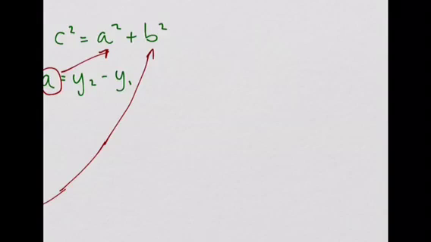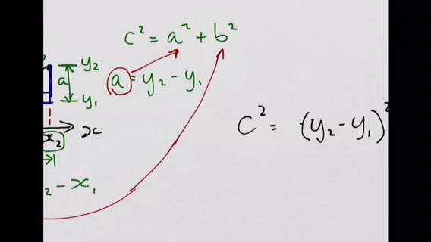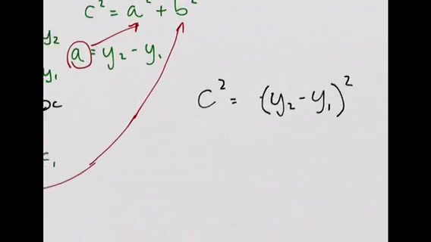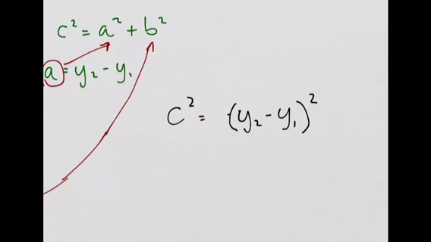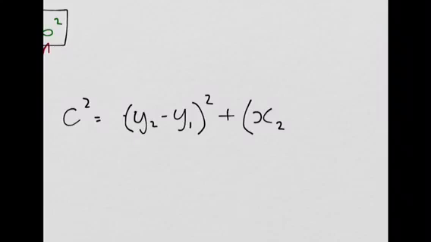We have c squared equals, well, A was equal to y2 minus y1, so a squared is going to be y2 minus y1 all squared. And B was equal to x2 minus x1. So we've got here c squared equals a squared plus b squared. So c squared equals a squared, which is y2 minus y1 all squared, and b squared, which is x2 minus x1 all squared.